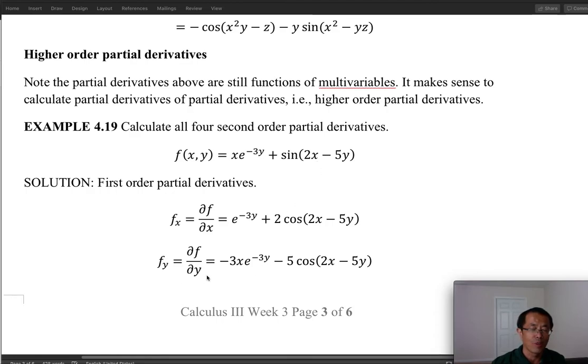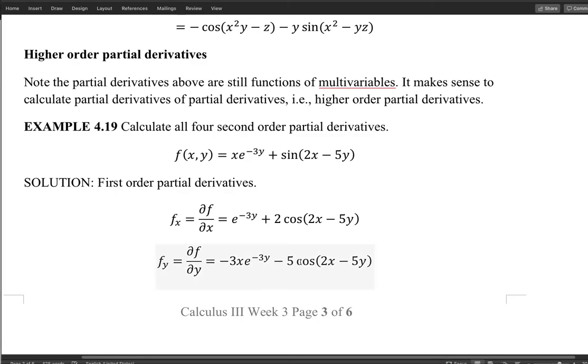Then the partial derivative with respect to y, look at it very closely. This is an exponential function. The x still stays. We got a negative 3 from the chain rule, so it is negative 3x times e to the negative 3y. And then the derivative of sine still turns into cosine, but the derivative of the inner part is with respect to y, so I got this minus 5 here.